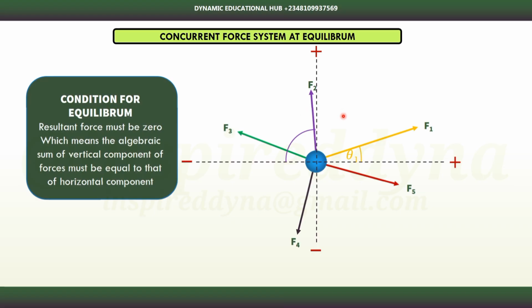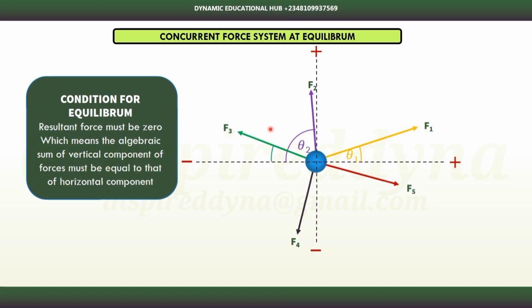Now for F3, how do you measure the angle? Now this one is what? Theta 2. Let's put it. We have theta 2. How do you measure this angle? Don't forget, the inclination between the horizontal and your force. How do we measure it? Very simple. It is close to this negative. So the angle between them.